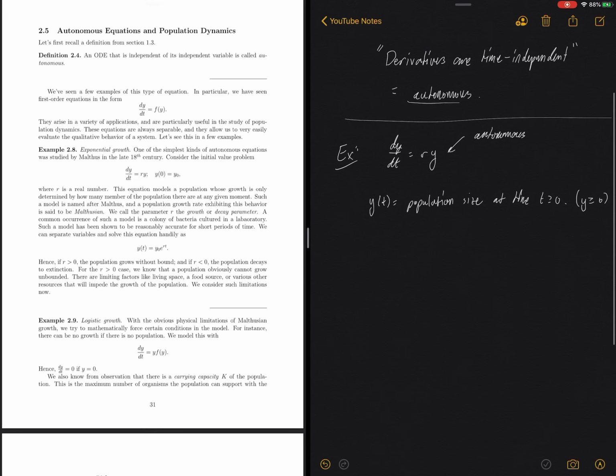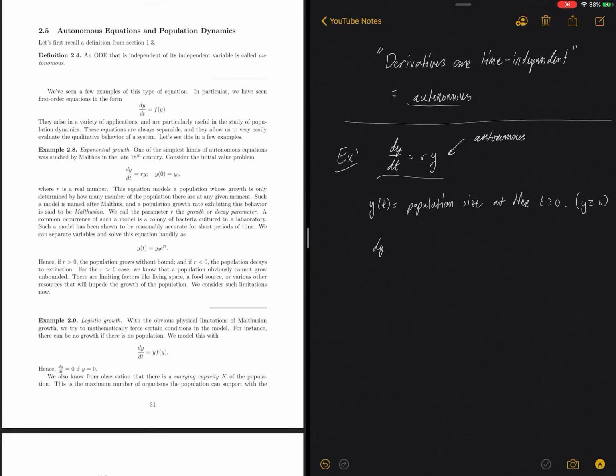But notice that y here, if this is measuring a population size, must be greater than or equal to 0. I can't have negative population size. I mean, mathematically I can account for it, but physically it's a nonsensical solution. So if y is indeed the size of a population, then dy/dt is measuring how quickly that population grows over time. And what this equation says is that the rate at which my population grows is proportional to how many individuals are in that population at that time.